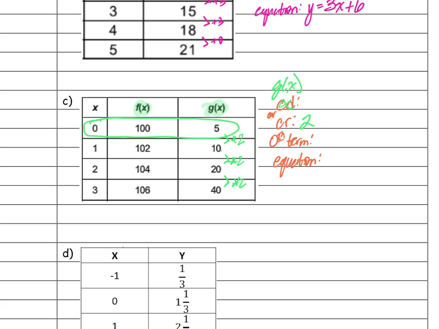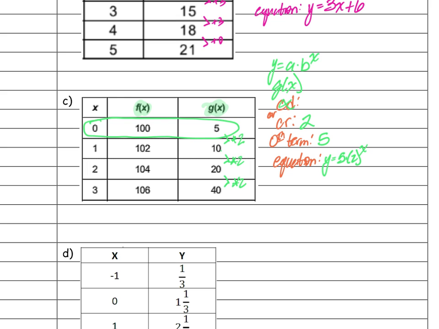Okay, so I'm doing the second table first, obviously g of x, because that's the one I started with. And my zeroth term is 5. If I have a common ratio, what equation do I use? I use y equals a times b to the x power, because it's exponential, not linear. So that means my equation would be y equals 5 times 2 to the x power.